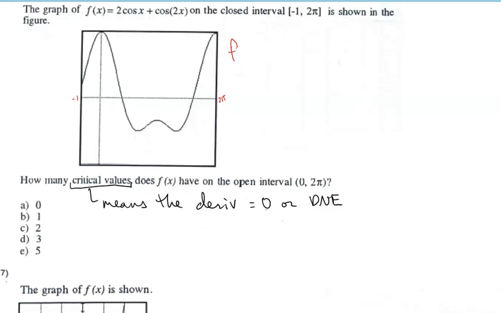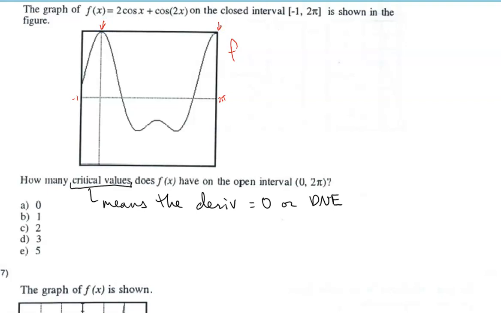So thing number 1, critical values means that the derivative is equal to 0 or doesn't exist. So in other words, it means that f prime would be equal to 0 or f prime would not exist. Okay? And then thing number 2, how many critical values does it have on the open interval? This means that we are not including 0 and 2 pi.